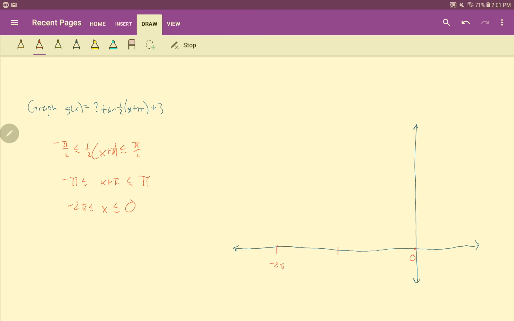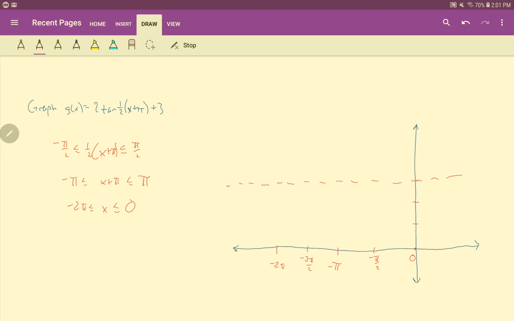Okay, and so we're going to start here at 0, and I'm going to go to negative 2 pi, and again find the halfway point, so negative pi, and the quarter points, so negative 3 pi over 2, and negative pi over 2. Okay, and we are shifted up 3, so I'm going to go 1, 2, 3. Okay, I'm drawing my new midline here. This is where our graph shows our shift up 3.